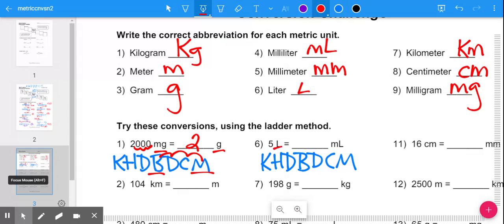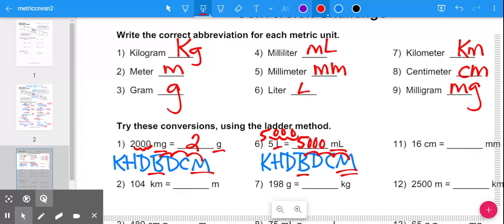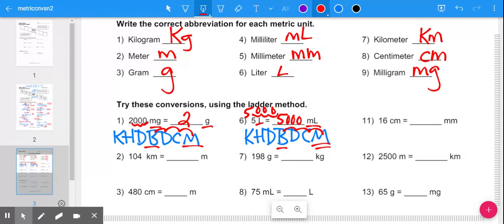So on this one, we're starting with our base unit of liters. We're going to milliliters. So we go 1, 2, 3 times to the right. So our 5 becomes 5,000 milliliters. So I'm going to go ahead and pause this for a minute and let you guys write in your stepping ladders and try to fill in the rest of these.